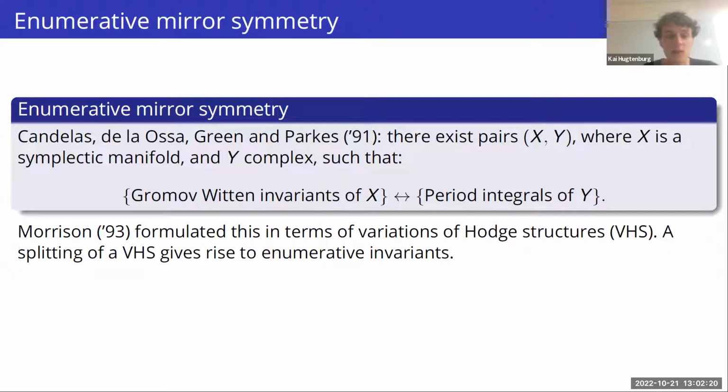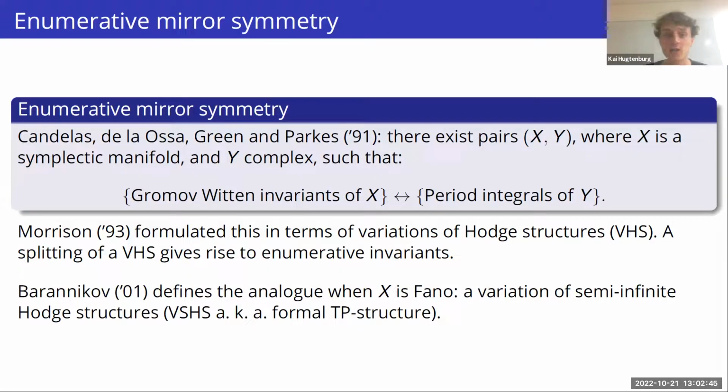And then in 1993, Morrison formulated this by packaging this data, for example, Gromov-Witten invariants or period integrals, in a variation of Hodge structures. And moreover, he said that if you have a splitting of this variation of Hodge structures, then you can obtain some enumerative invariants. Don't worry if you don't know any of these terms yet. I will explain them in a bit. And this was all in the Calabi-Yau setting. But then in 2001, Barannikov defined the analog of this in the Fano setting. And instead of a VHS, he called this a variation of semi-infinite Hodge structures. I will call these formal TP structures, and I will define these in a minute as well.